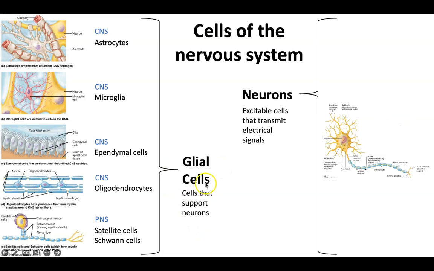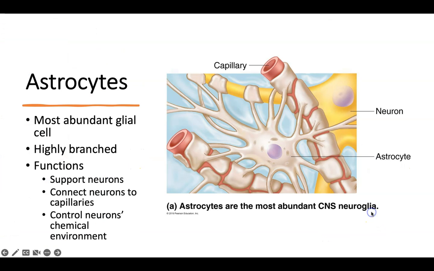You can also hopefully see here that glial cells are defined as cells that support neurons, whereas neurons are excitable cells that are transmitting electrical signals. So let's look one at a time through each of these 7 cell types.